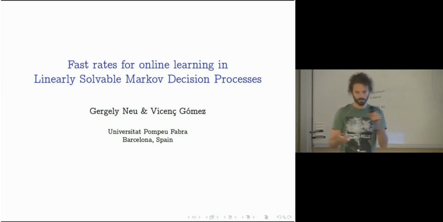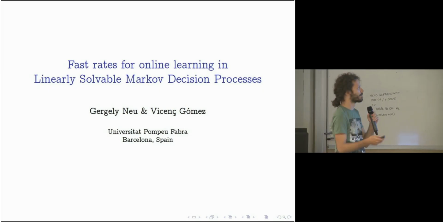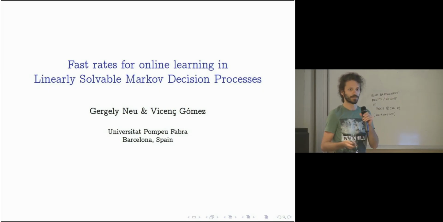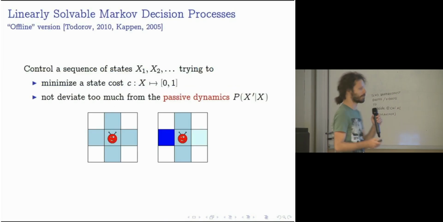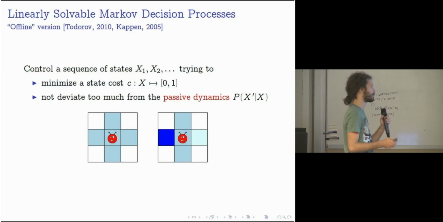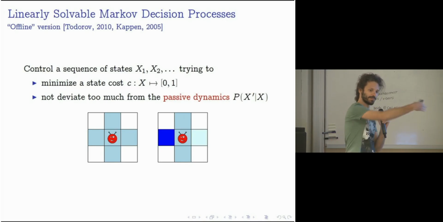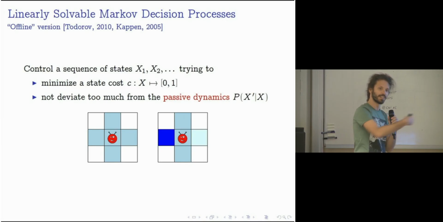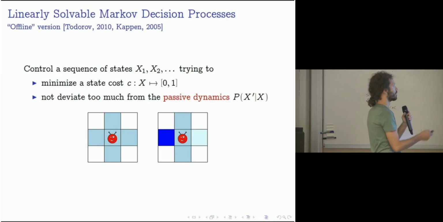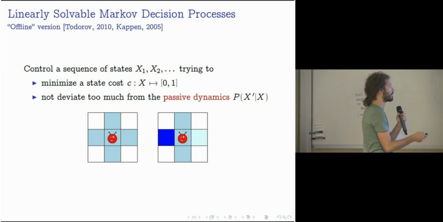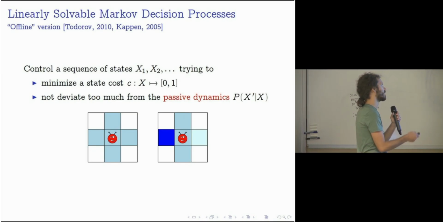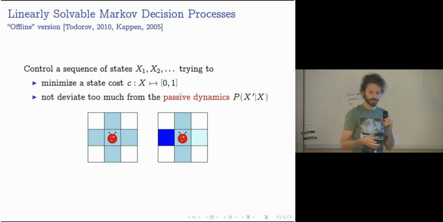Okay, so what is a Markov decision process in the first place, and what makes it linearly solvable? I'm just going to start with a very quick review. A Markov decision process is about controlling a sequence of states. It's about controlling a dynamical system in a way. So you want to generate a sequence of states in a way that you're trying to minimize some state cost.